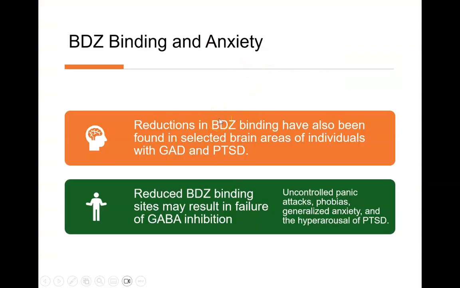So reductions in benzodiazepine binding have also been found in brain areas of individuals that have GAD and PTSD, meaning that you aren't getting as much binding to those benzodiazepine sites. And this reduction may result in failure of GABA to inhibit things. As a result, you may experience uncontrolled panic attacks, phobias, generalized anxiety, and the hyperarousal, the enhanced alertness and hypervigilance that we see in PTSD.